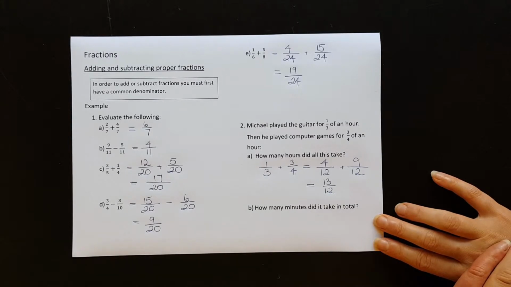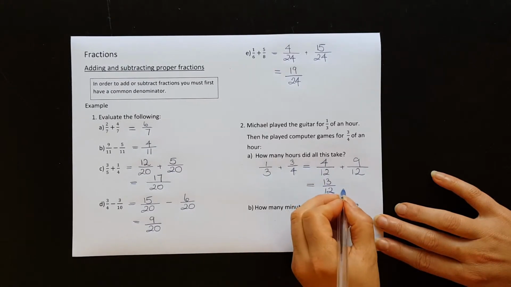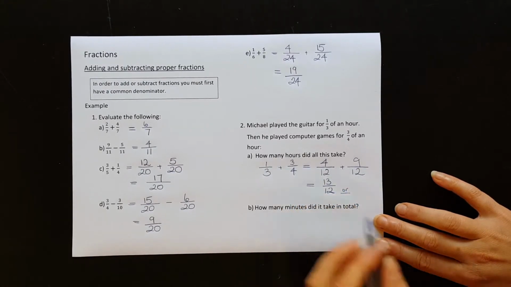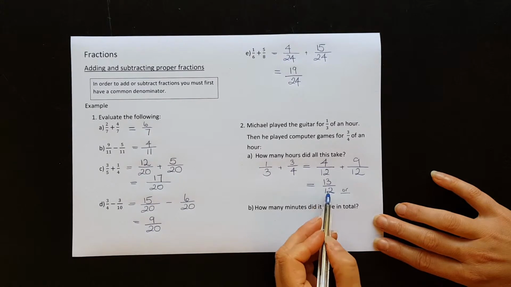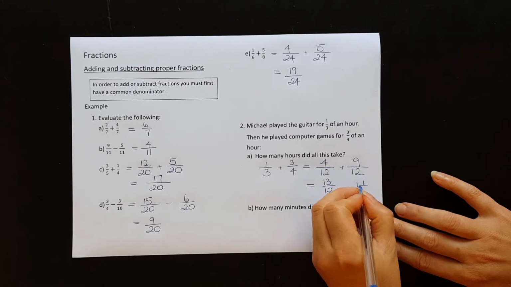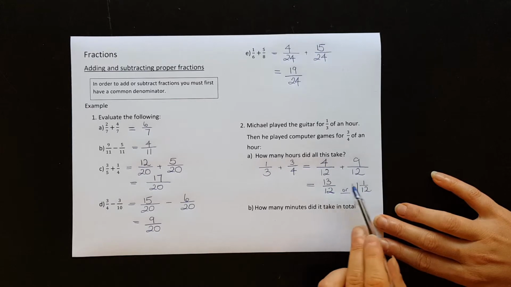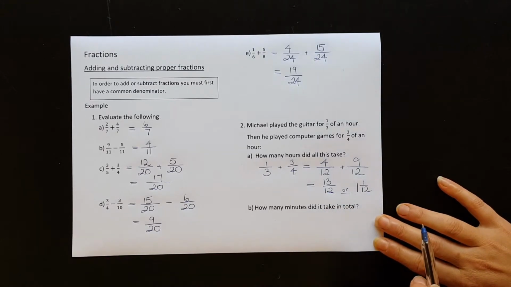Okay, and next lesson we're going to be doing this a little bit more, but we can change that into a mixed numeral if we like. So I can rewrite that as 12 goes into 13 once with a remainder of 1/12. Okay, so they're different ways of writing the answer. Both are correct.